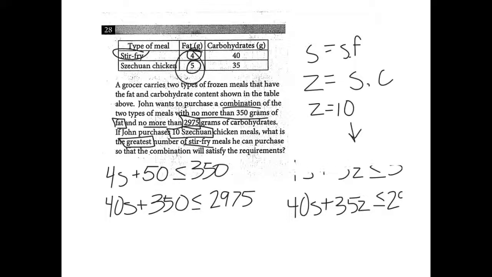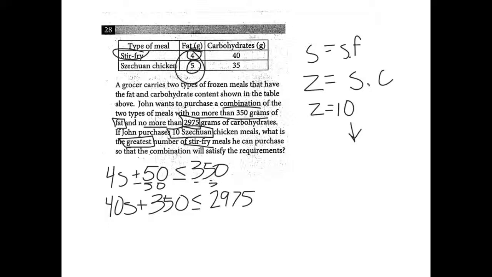Alright, so now we can solve these and see what each equation gives us. We're going to subtract 50 on both sides, so then we get 4S is less than or equal to 300. Divide both sides by 4, 300 divided by 4, S is less than or equal to 75. So that's one of our constraints.